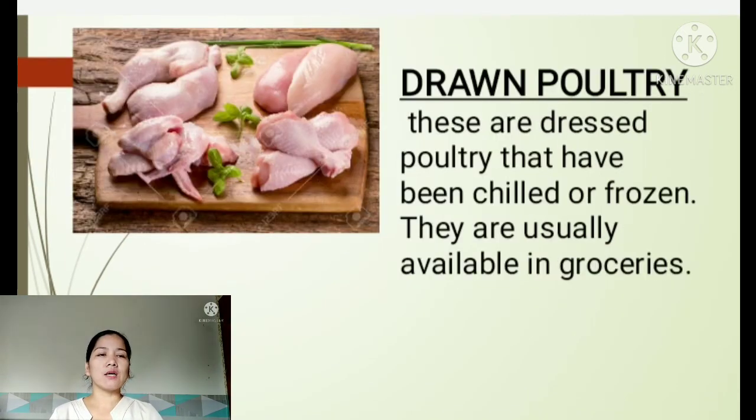Okay, so dressed poultry that have been chilled or frozen. These are usually available in the grocery. So ano kaya ang pagkakaiba ng dressed poultry at saka ng chilled or frozen poultry? Halos ay magkatulad ng itsura, pero yung frozen poultry, nailagay na sa ref or nayelohan na. So sila ay na-store na ng ilang araw siguro. Yung mga available sa supermarket, mga groceries, ay tinatawag nating frozen poultry. Pag dressed poultry, yun ay bagong katay na manok.